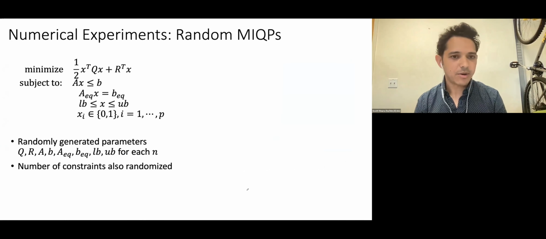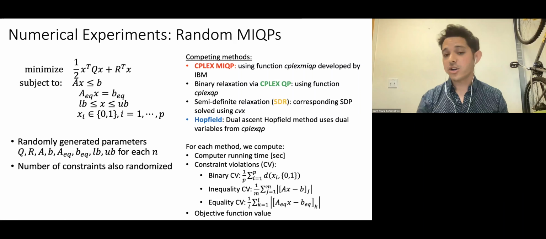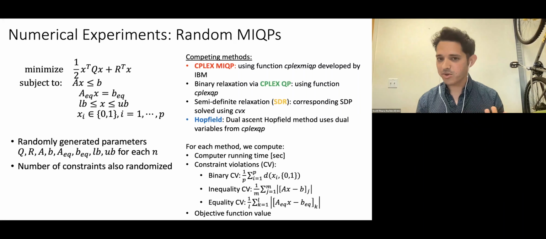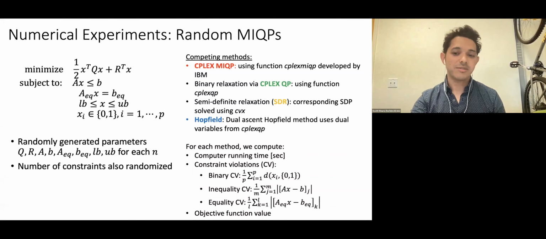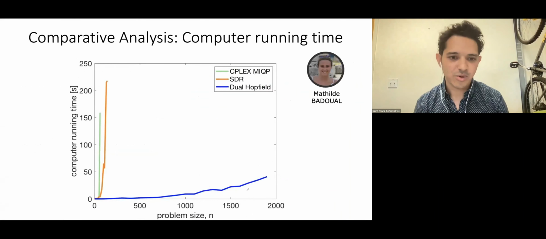And then the competing methods would be CPLEX, the MIQP solver, which is using a state-of-the-art branch and cut method. Then relaxing the binary variables and just solving it as a QP, totally ignoring the binary constraints. You can also use a semi-definite relaxation, a little bit more sophisticated, and then this Hopfield method. And then we have different metrics that we computed: the objective function, computation time, and the constraint violation, or CVs, if you will.